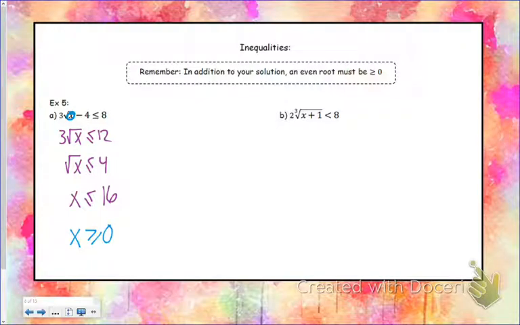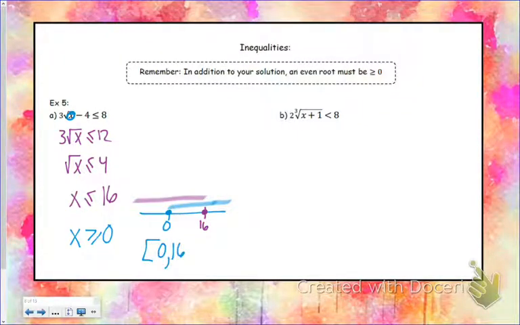So I think it helps sometimes to draw this out on a graph or on a number line. So I'm going to mark 0 and I'm going to mark 16. Both of these would be closed circles because it is or equal to. And then I want x to be greater than or equal to 0, which is everything to the right. I want x to be less than or equal to 16, which is everything to the left. And then I just find where these two things overlap, which is this in-between spot. So my solution would be from 0 to 16.